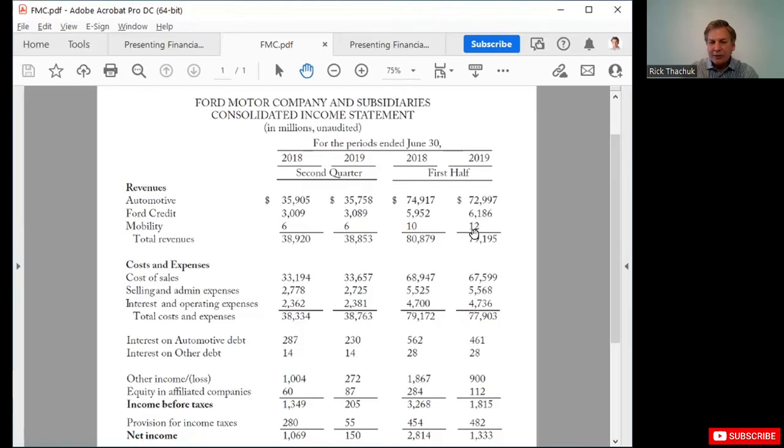Can you present mobility revenues, please? Mobility revenues is plural, so you should have said mobility revenues at Ford Motor Company and subsidiaries were 12 million US dollars in the first half of 2019. Can you present cost of sales, please? Cost of sales is singular, so you should have said cost of sales at Ford Motor Company and subsidiaries was 67,599 million US dollars in the first half of 2019. How about other income? Can you present that, please?